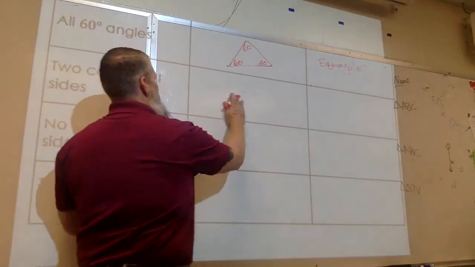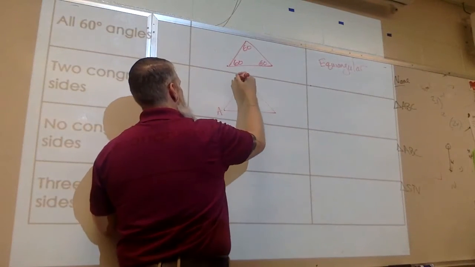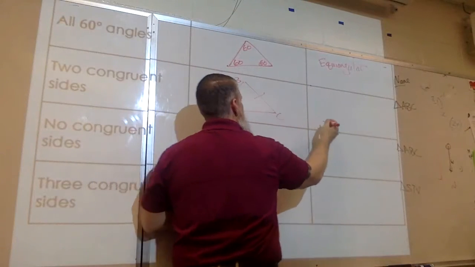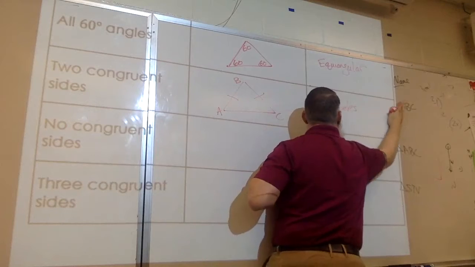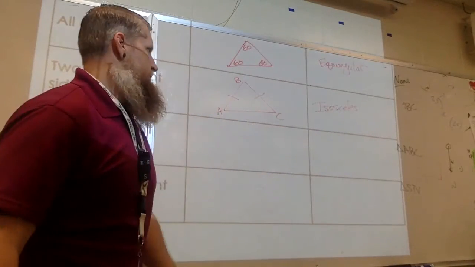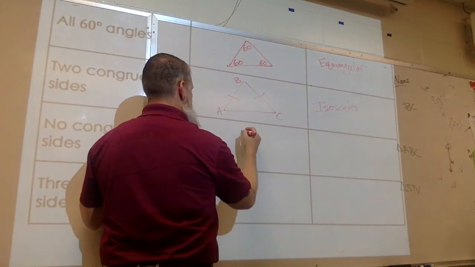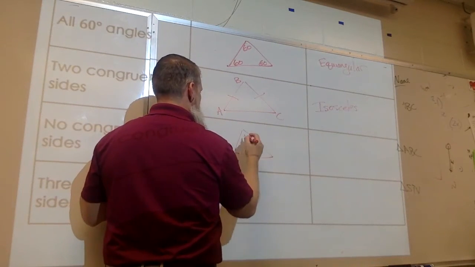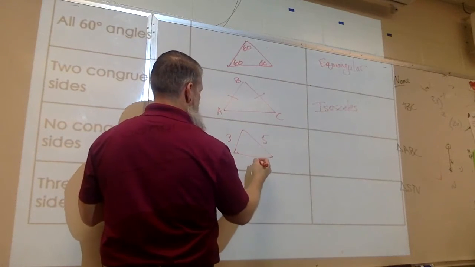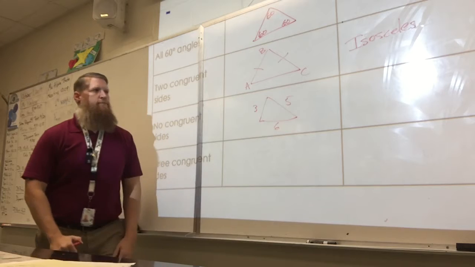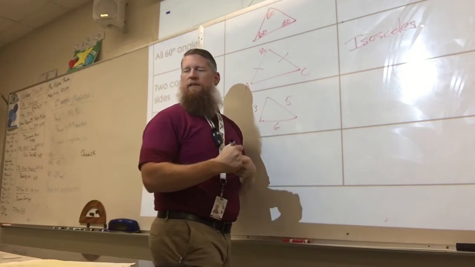Two congruent sides. A, B, C. This is isosceles. All right, no congruent sides. So if we had a side length that was like 3, 5, and 6, you know what that's called?